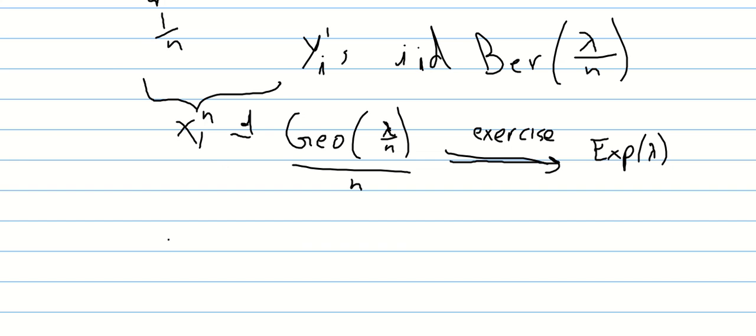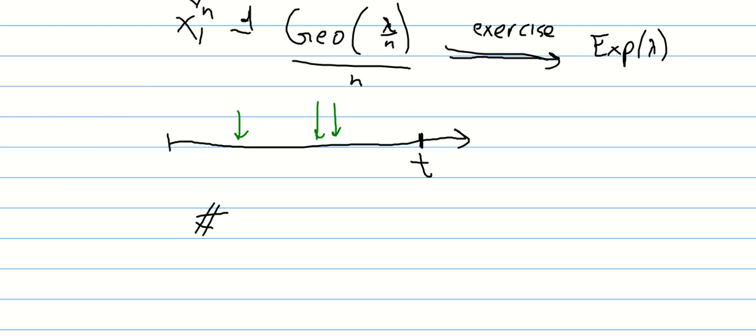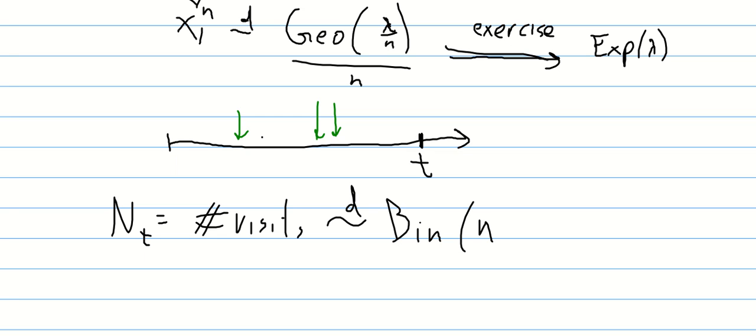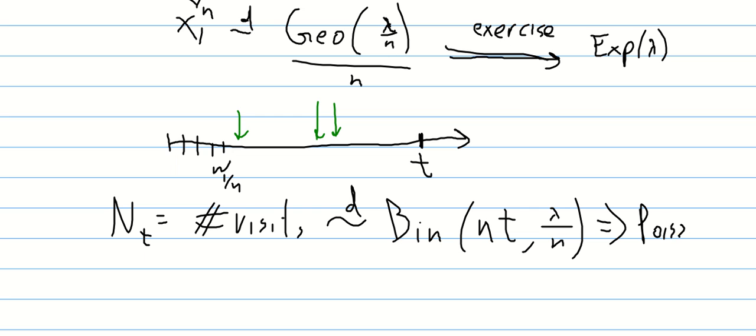And another funny observation is, if we count for a fixed time t how many visits there were in this interval, the number of visits we of course call Nt. These will have distribution binomial with n times t trials, because until time t we have n times t intervals of size 1 over n, and the success probability is going to be lambda over n. And if you plug this into what we have seen in the last class, you see that this converges to a Poisson, because we just take the product of these two, and it's going to be lambda t.